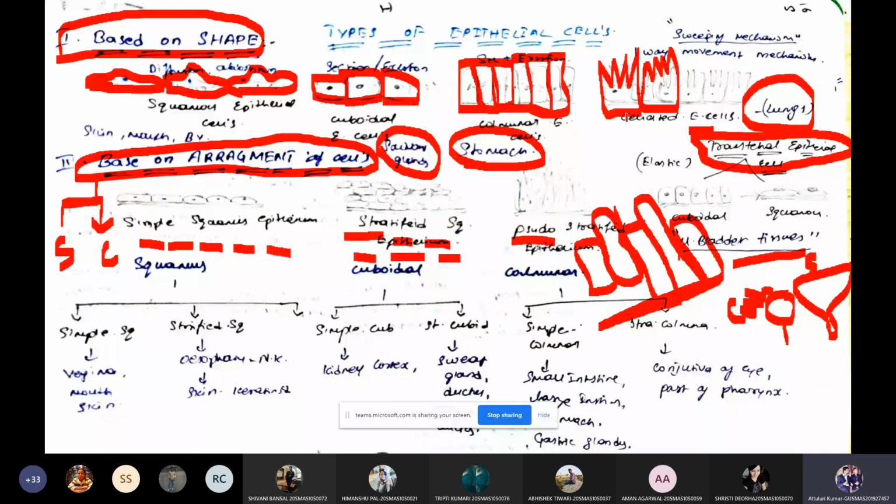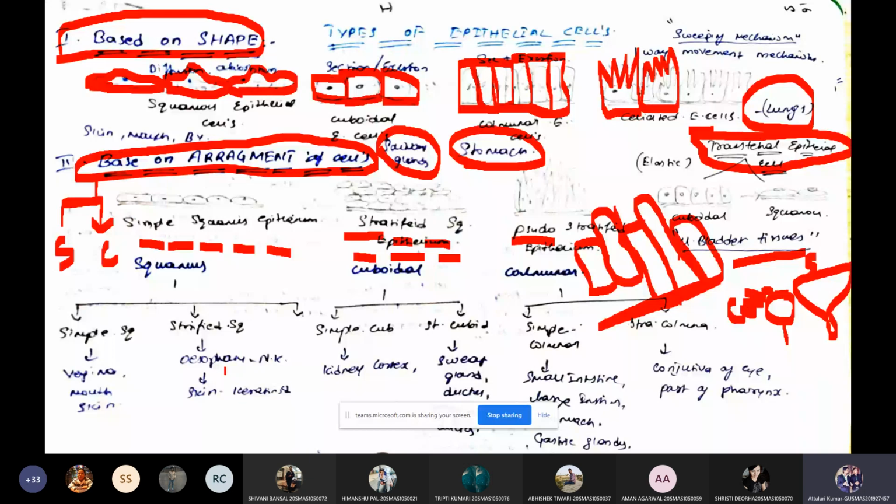So simple squamous epithelium is present in skin, mouth, and vagina. So in the vagina, mouth, and skin, we will find simple squamous epithelium. Whereas stratified squamous epithelium is seen in skin and esophagus. Keratinized skin and esophagus, we will find stratified squamous epithelium. Multi-layered squamous epithelium tissue is present in esophagus and skin.